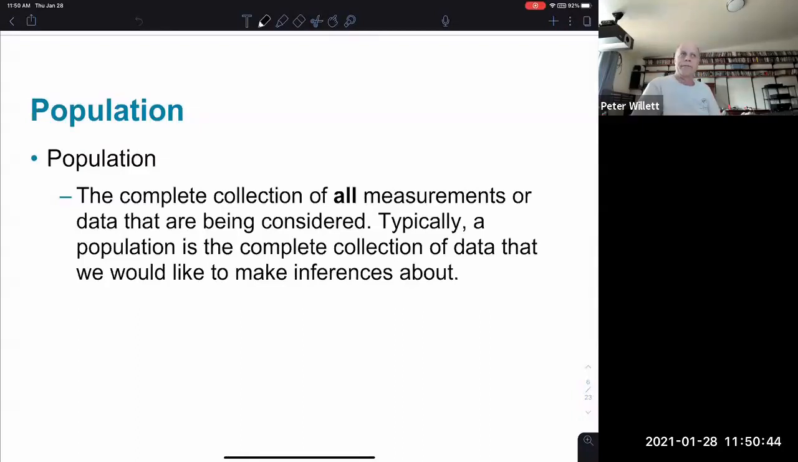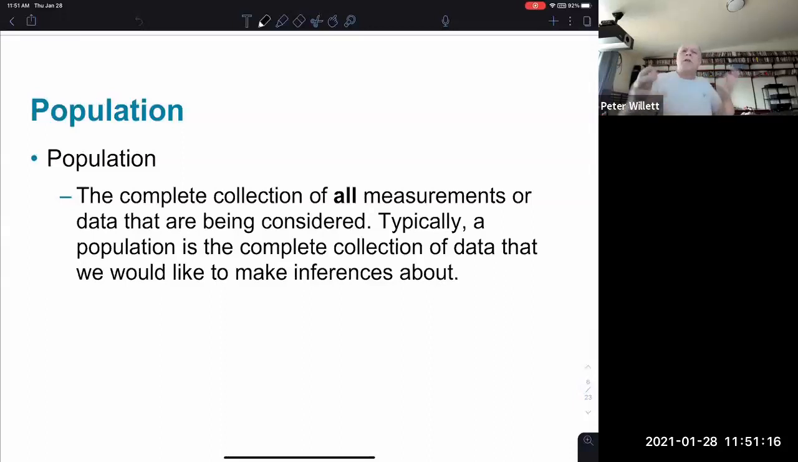End of sentence. Then it says, typically a population is the complete collection of data that we would like to make inferences about. So notice that it's already talking about the measurements that are being collected or considered. So when I started my description, I said, I'm thinking about the population of all students at DVC. But students at DVC are not measurements. So that use of the word population is not the statistical use of that word.